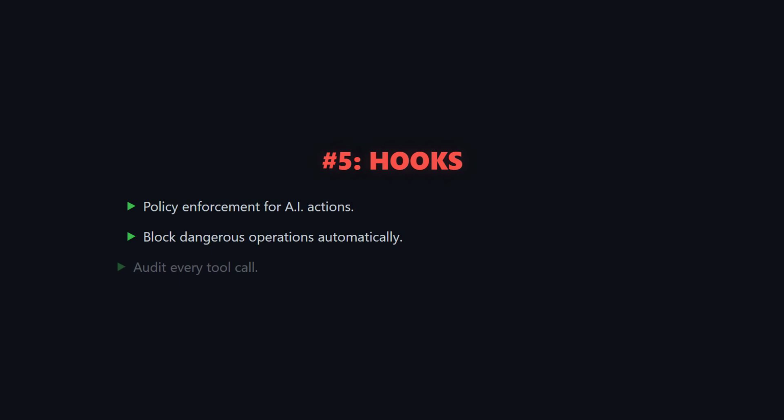Feature 5. Hooks. This is for teams that need guardrails. Hooks let you enforce policies on everything Copilot does. Block dangerous operations. Require approval for destructive commands. Audit every tool call. Essential for enterprise use.